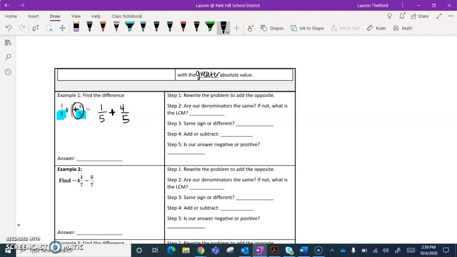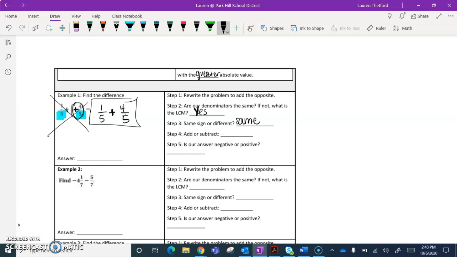Are the denominators the same? If not, what is the LCM? So yes, they are the same. They both are over 5. Same sign or different sign? These are both positive numbers now. We ignore this one. We no longer use our original problem. Now we are focused on just adding those two fractions together. They're both over 5 and they're both positive.